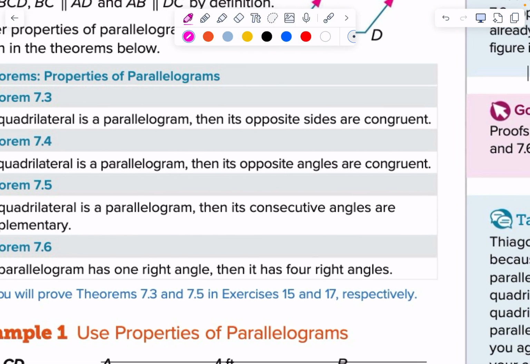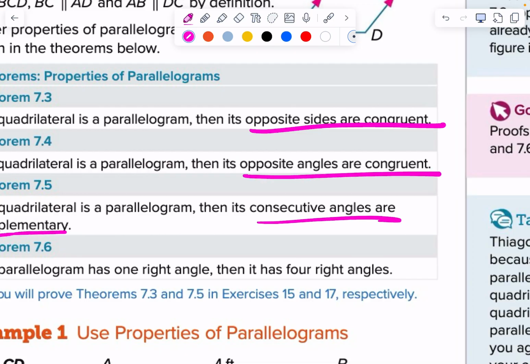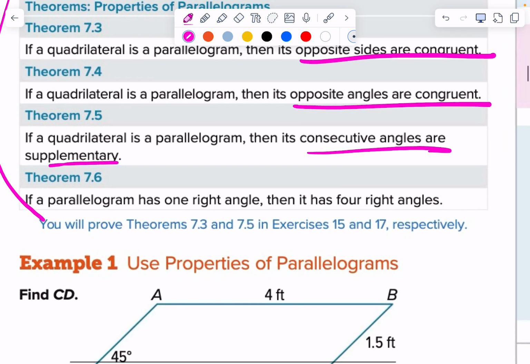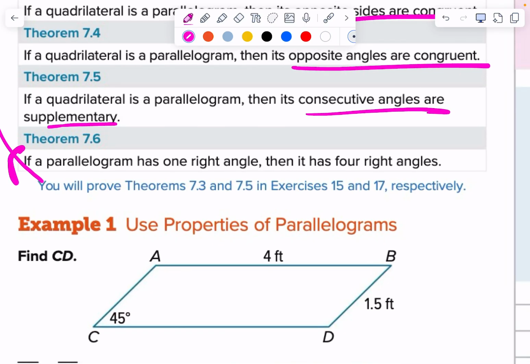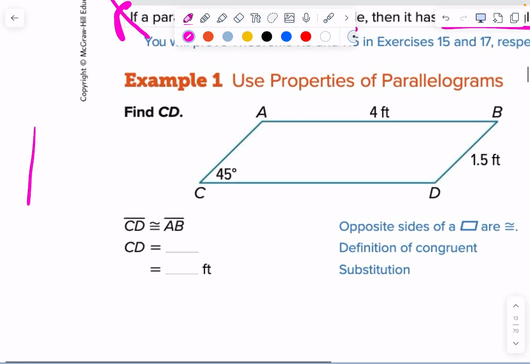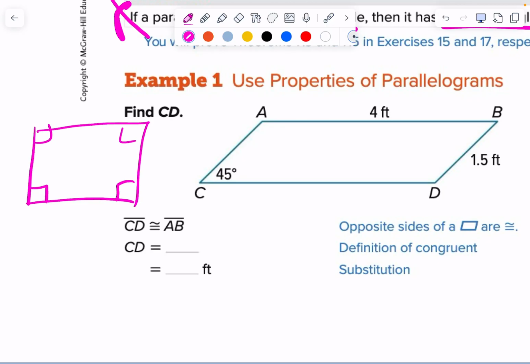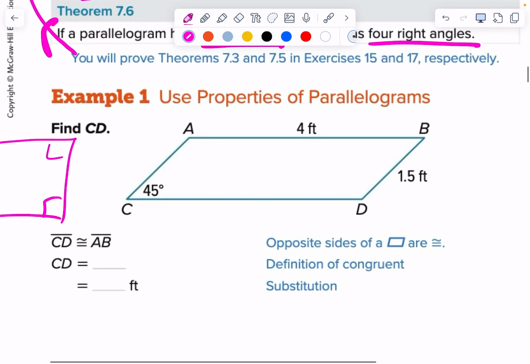Okay. So a parallelogram has opposite sides congruent, opposite angles congruent, consecutive angles are supplementary. This is another thing. If a parallelogram has one right angle, then all of them are right angles. Does that make sense? If a parallelogram has one right angle, then all of them have to be right angles, right? Okay, so it has to be either square or rectangle. Okay? All right, let's go example 1. These are going to be super easy, folks. We're going to go right on through this.